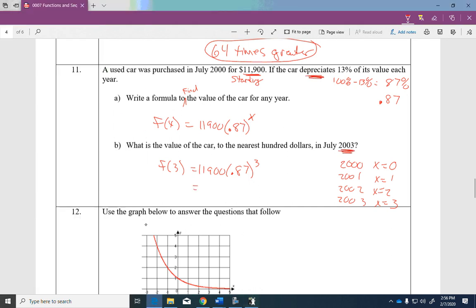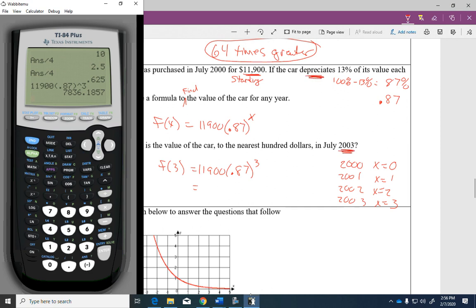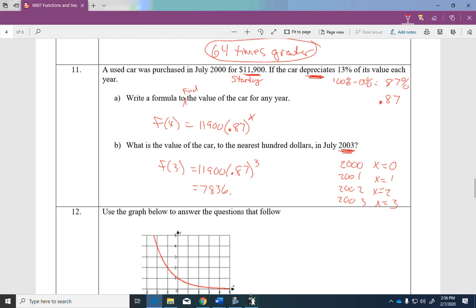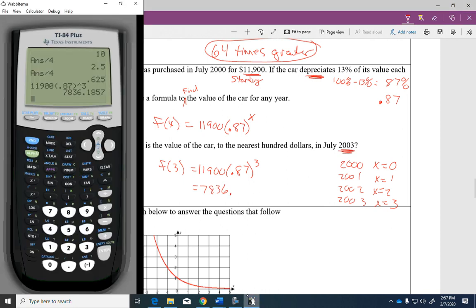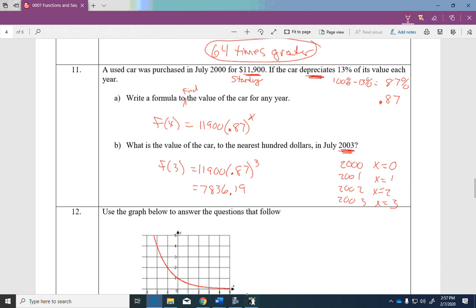So at first I would have written down 7,836.19. That's to the nearest cent, though. They're asking us to the nearest $100. Here's the hundredths place. So they want 7,800. Got to make sure you round to the place that the question is asking.